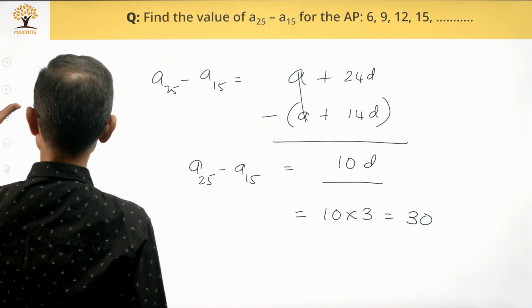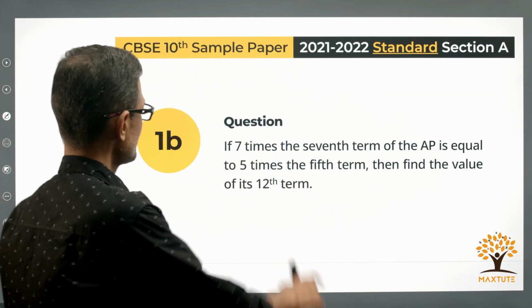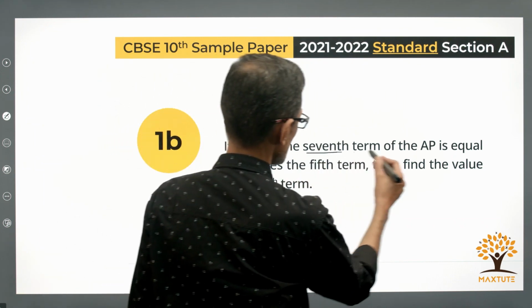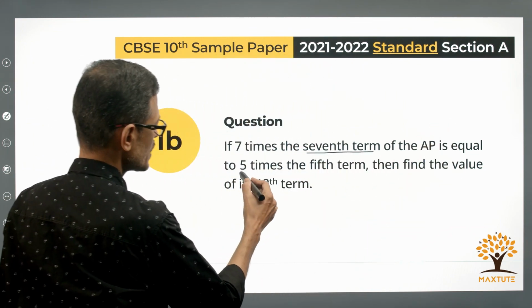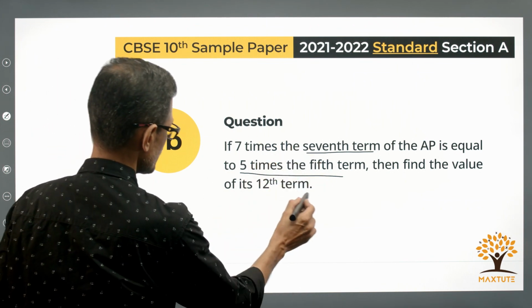Move on to the second part, which is the internal choice. This is an interesting one actually. If 7 times the 7th term of the AP is equal to 5 times the 5th term of the AP, then find the value of the 12th term.